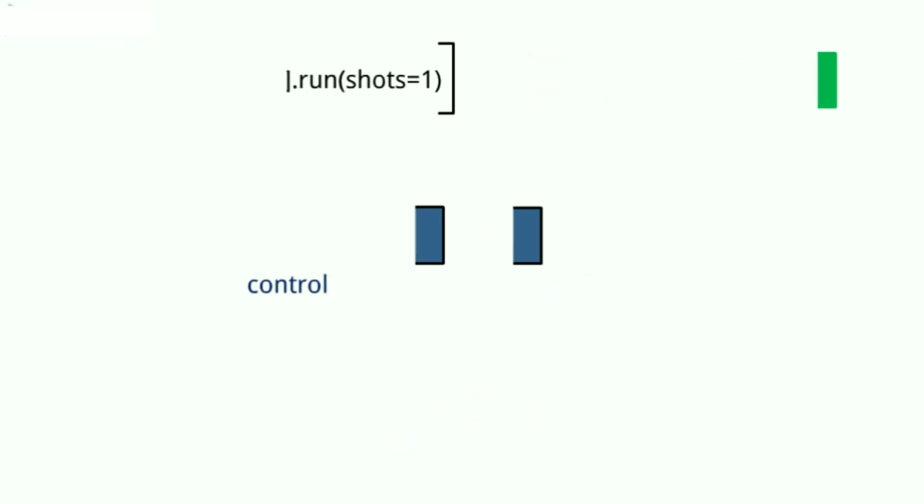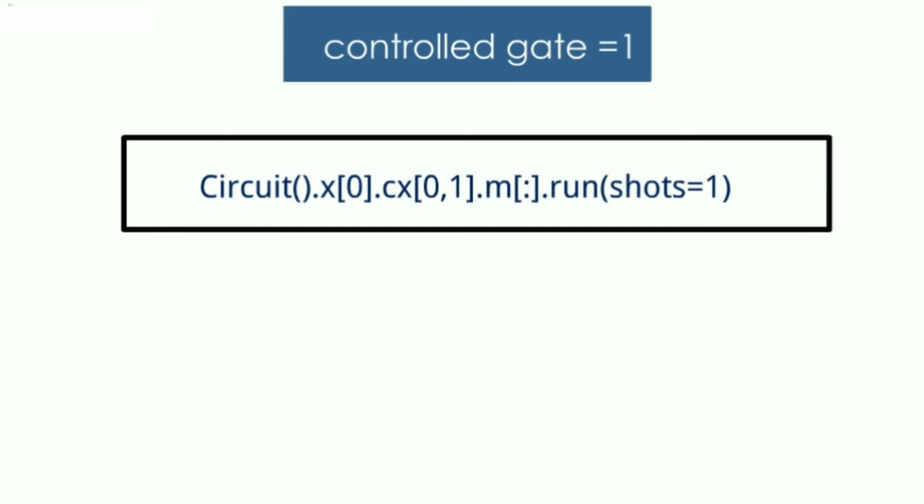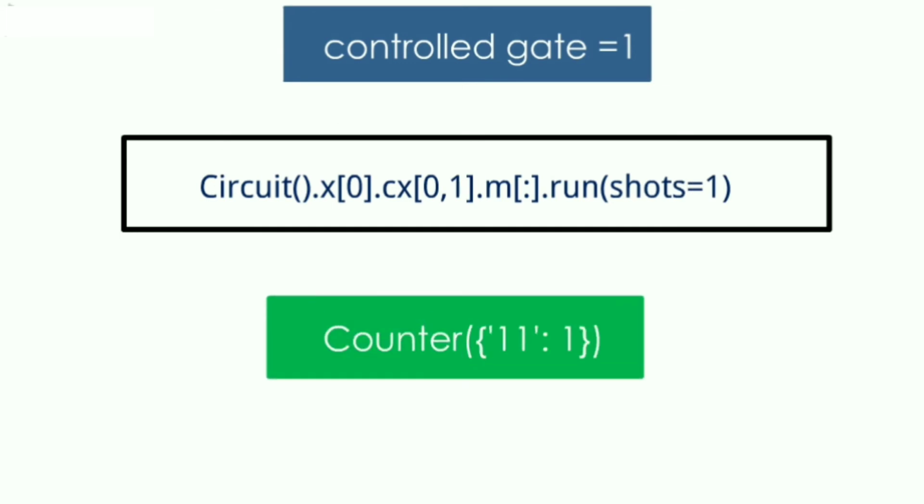Now, let us see the output when the control gate is 1 instead of 0. Type this code in the Google Colab. If you run this code, we will get 1, 1 as the output.